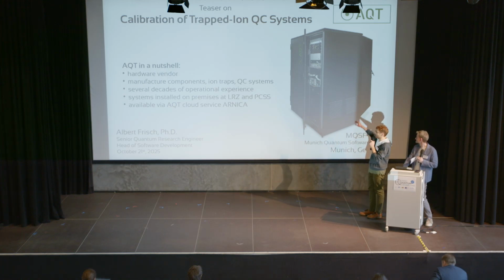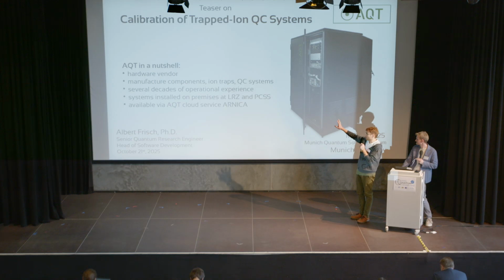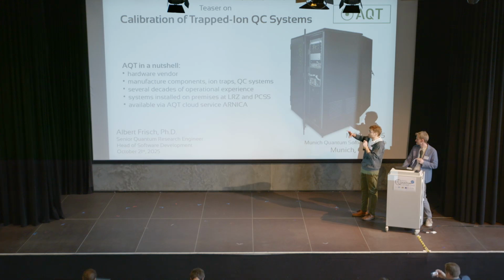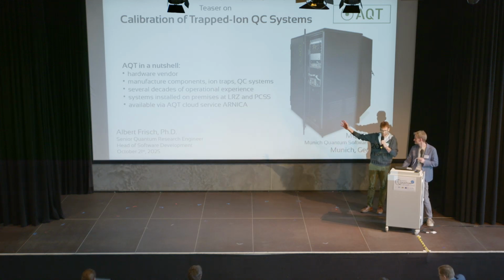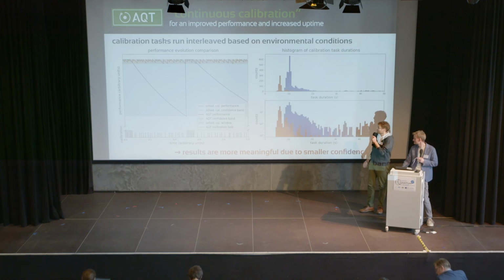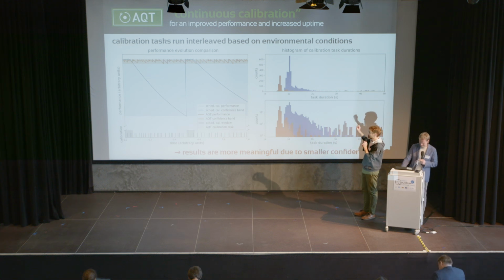We have laser systems in these two racks. We have, including the institute at the university, several decades of operational experience and calibration. Our systems are installed on premises at LRZ and also at the Poznan Supercomputing Center. We also have systems available via the AQT cloud service called Arnica. The motivation for my poster is some misconception about the calibration of our systems that we noticed while working with our customers. Namely, that we run our systems in what we call the continuous calibration mode.